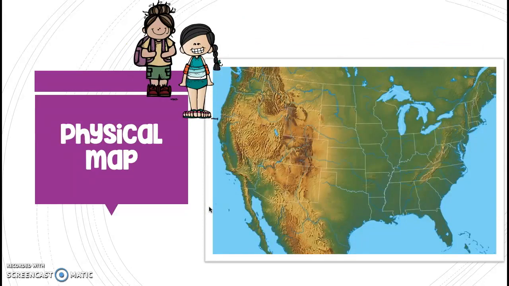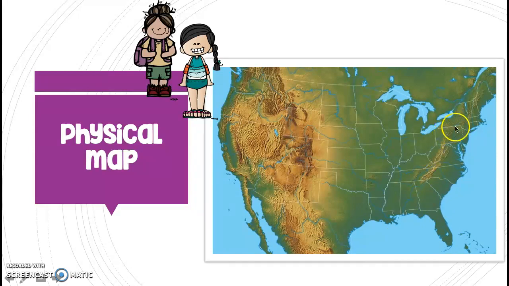Now, if I want to go hiking or if I want to go swimming somewhere and I'm just not sure where the water is or where those tall mountains are, I'm going to use a different kind of map. It's called a physical map. A physical map shows you what the earth looks like. You'll see over here where it's nice and green. That means it's really flat and there's not a lot going on.